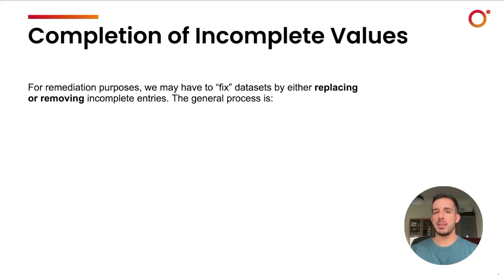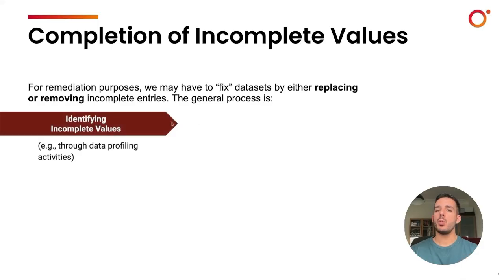And what is the general process, even without considering generative AI, just in general? Well, first, we identify the incomplete values, such as by using data profiling with statistical methods of some sort, such as knowing, for example, what is the fluctuation in values for this specific field, what are the outliers, and what are values that just don't make sense.